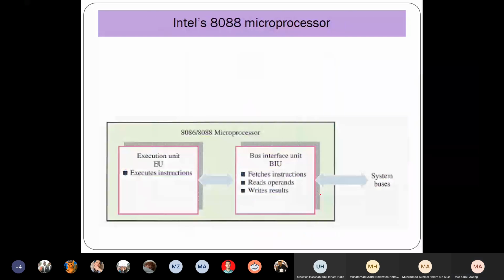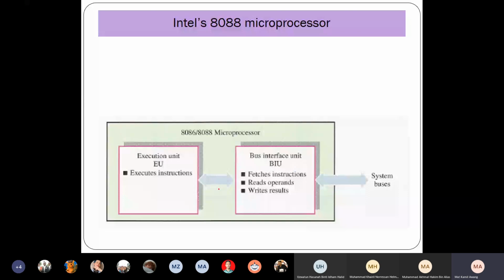This is the Intel 8088 microprocessor. You have two units under the microprocessor, the EU and the BIU. The EU is the execution unit, which executes instructions, and the other unit is the bus interface unit, whose function is to fetch instructions, read the operand, and write the result.